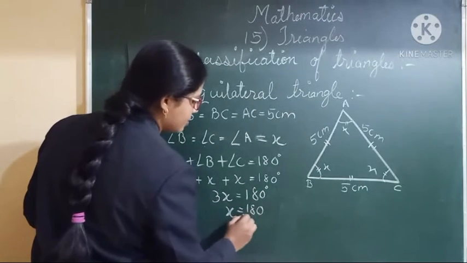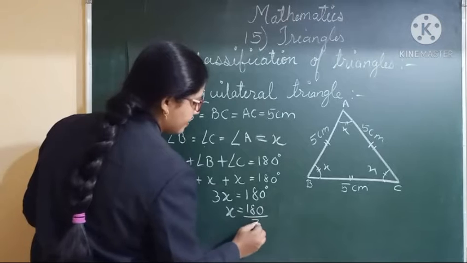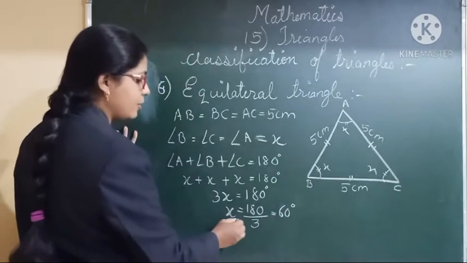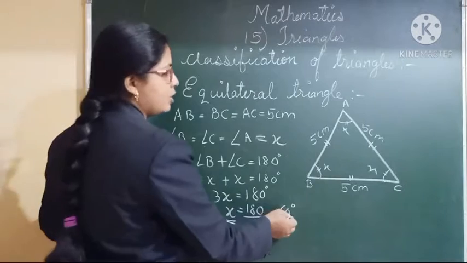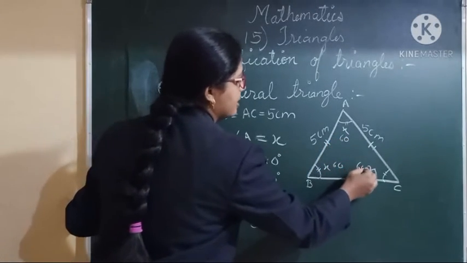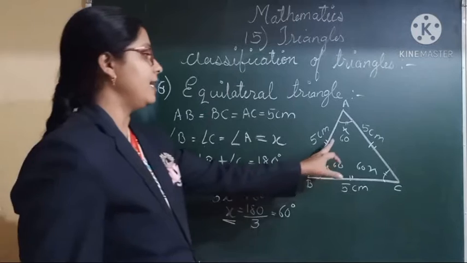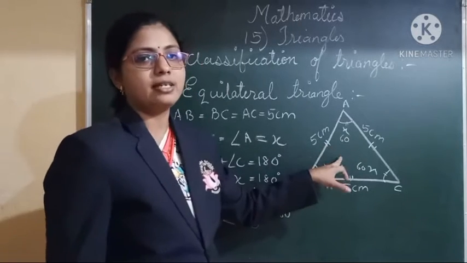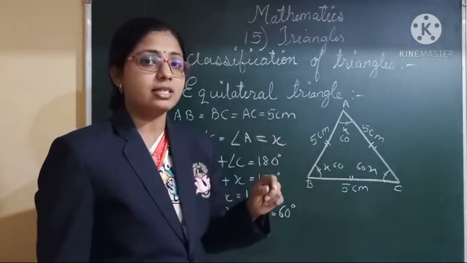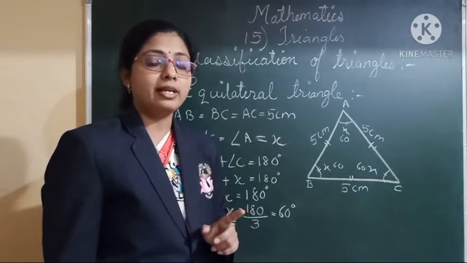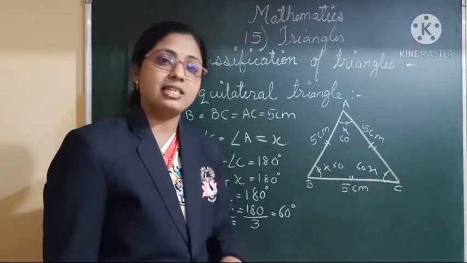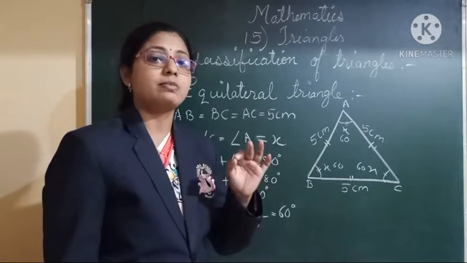So x equals 180 divided by 3, which is 60 degrees. So we got the value of x as 60 degrees, and every angle will be 60 degrees. If you add all these angles, you will get 180. If you get 180, that means your answer is correct. Always keep in mind, each angle of an equilateral triangle will always be 60 degrees only. That is the speciality.